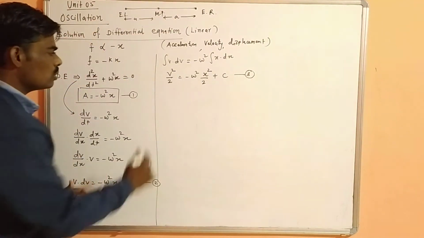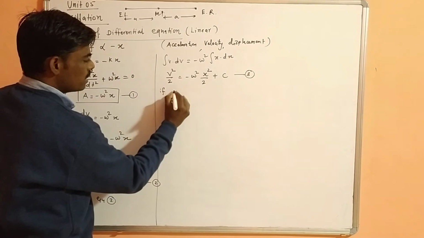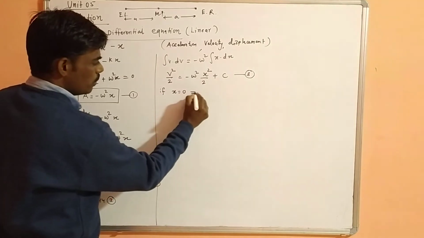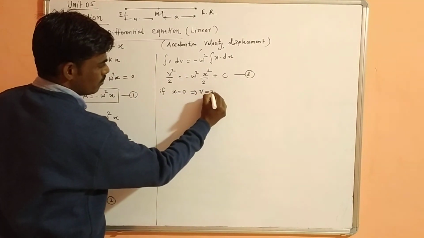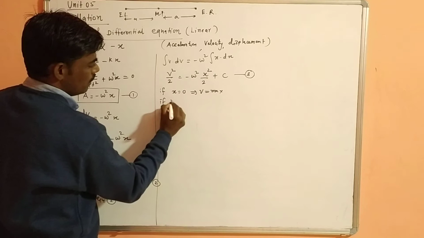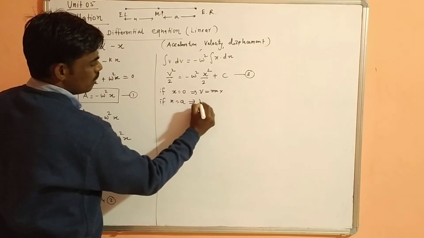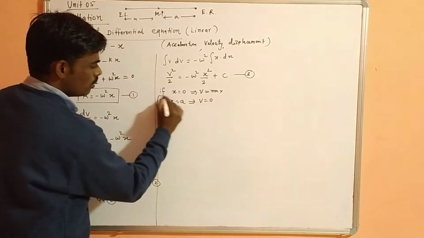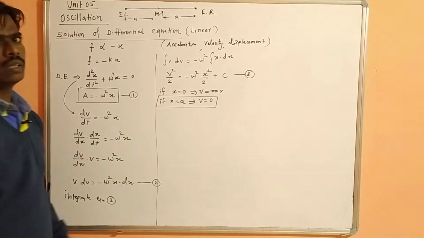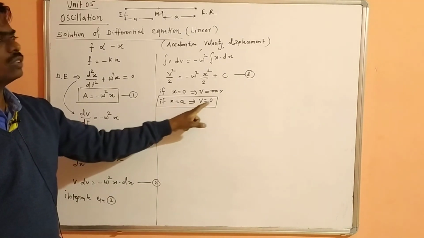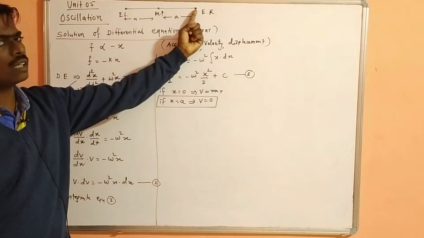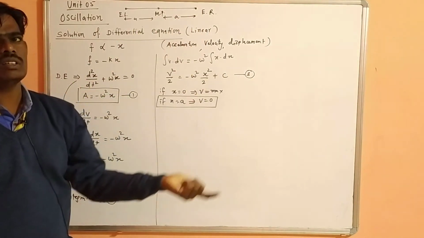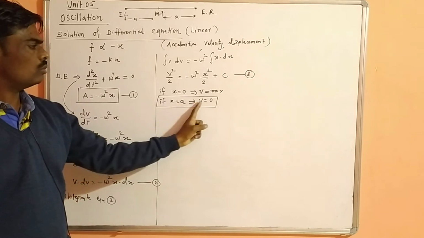So what are the boundary values? There are two possibilities. If x is 0, v is maximum, and if x is equal to a, v becomes 0. So I will substitute this boundary value. When x is equal to a, v is 0. When x is equal to a, here particle stops and again returns back. So why does the particle stop? Because velocity is 0. So x is equal to a, v is equal to 0.